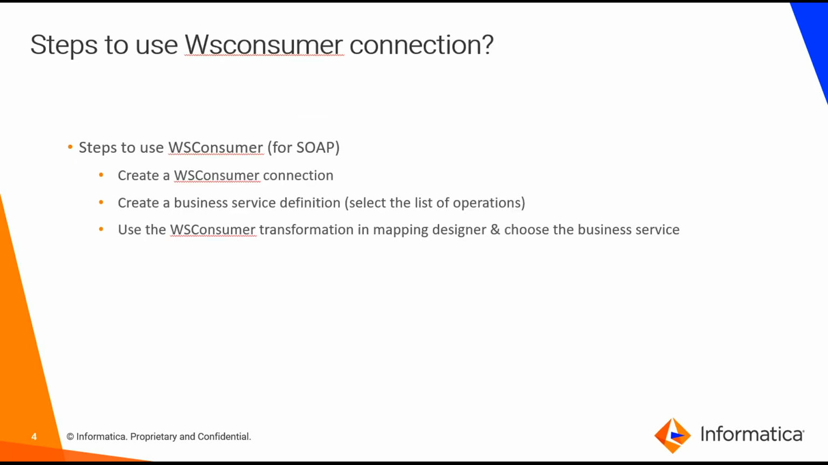We will go to our next slide, which explains steps to use WS Consumer Connection. Below are the steps which need to be done for using a WS Consumer connection. Steps to use WS Consumer for SOAP. Create a WS Consumer connection in the administrator page under connection. Create a business service definition and select the list of operations. Use the WS Consumer transformation in Mapping Designer and choose the business service. In a mapping, define the source and targets accordingly.